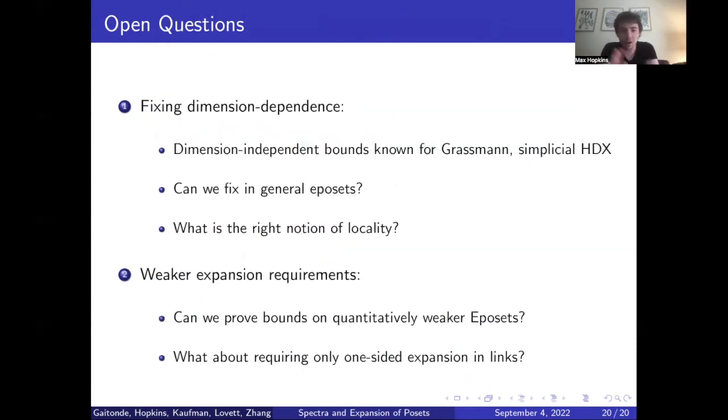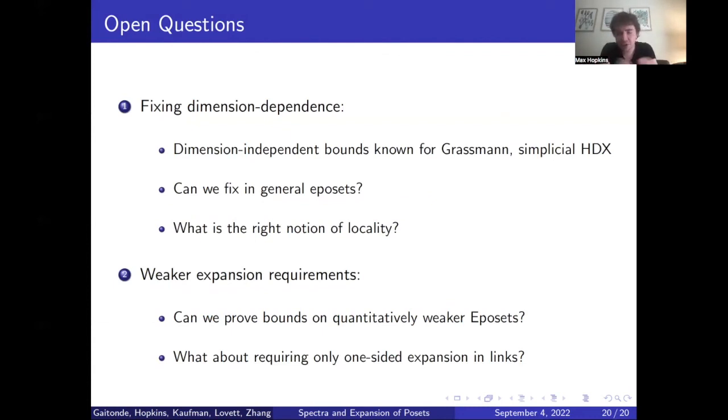Okay, so maybe I'll end with just a couple of open problems. The first is obvious. It's fixing this dimension dependence. Like I mentioned, it's known how to fix this for the Grassmann poset and for simplicial complexes. In particular, for the Grassmann, I should mention that you actually have to move to a different notion of locality. Links actually aren't quite the right thing to look at. So as we try to move forward and understand how to prove this type of dimension-independent characterization across general posets, one of the interesting questions is how to understand what is the right notion of locality to look at. How do we understand what is the canonical example of a non-expanding set? When is it a link? When is it a zoom-in, zoom-out, which is what it is on the Grassmann?